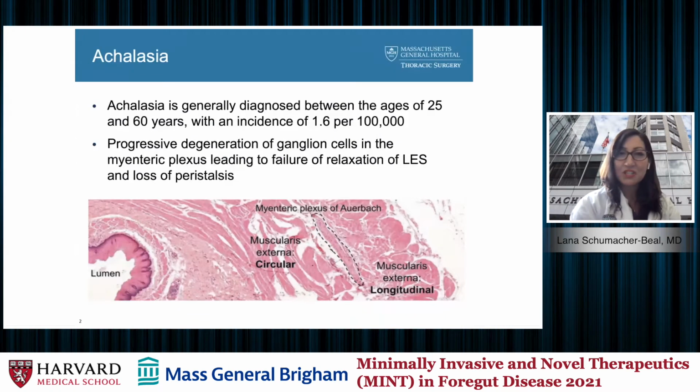So achalasia is generally diagnosed between the ages of 20 to 60 years old, with an incidence of about 1.6 per 100,000, so not very common. However, we commonly see it in our field, and it's due to the progressive degeneration of ganglion cells in the myenteric plexus, leading to a failure of relaxation of the lower esophageal sphincter and overall loss of peristalsis of the esophageal body. You can see here in this picture where the myenteric plexus lives between the fibers of the longitudinal and circular muscular fibers of the esophagus.